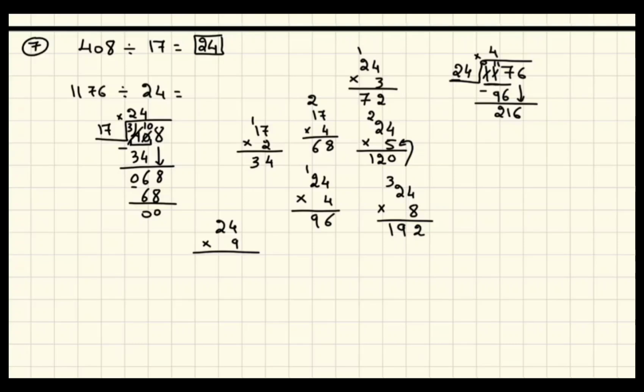9 times 4 is 36. 9 times 2 is 18, plus 3, we get 21. So basically I know that 24 times 9, I will write 9 on top and 216 down. And I get a remainder 0. So basically our answer here will be exactly 49.